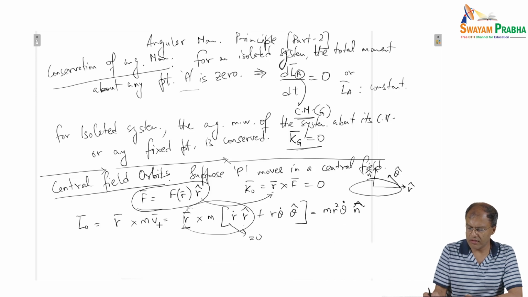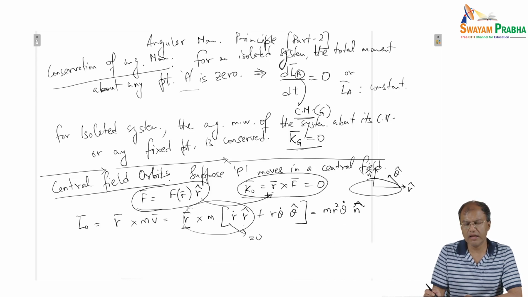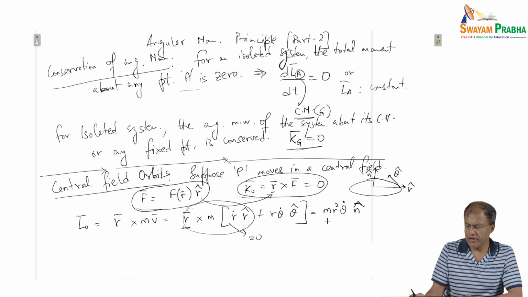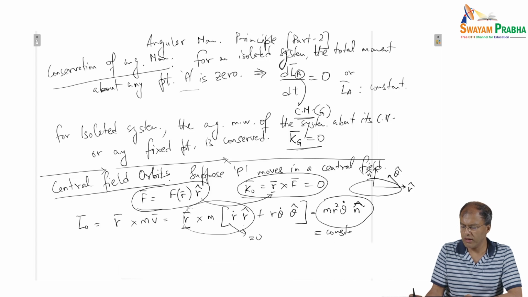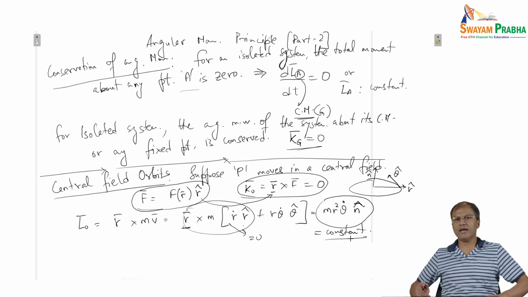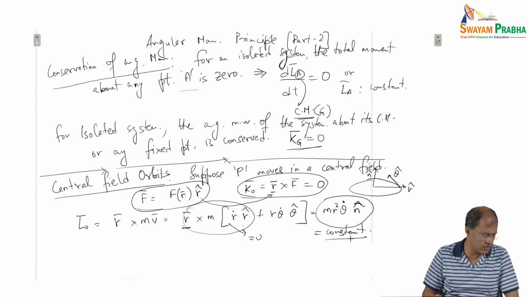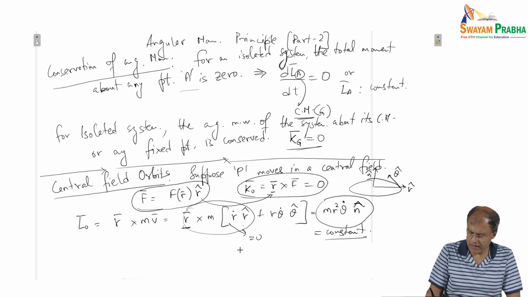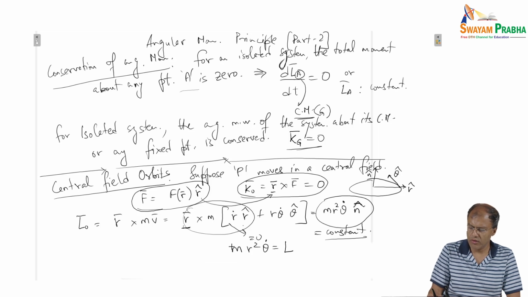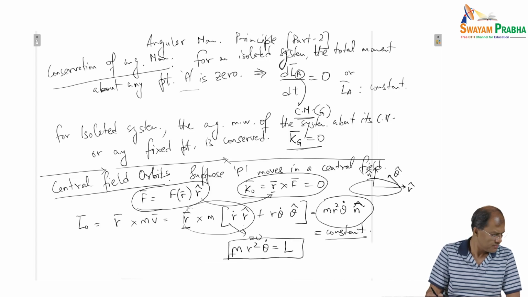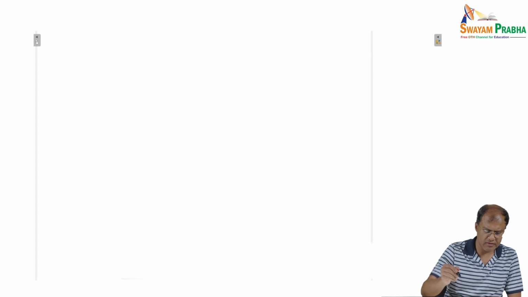So we see that since K_O, the net moment, is 0 because of this central field setup, we expect that this quantity L_O is going to be a constant. It's going to be conserved, and that is the angular momentum principle for this central field. So we write the conservation principle as m r squared theta dot is equal to L. Okay. So then what do we have?